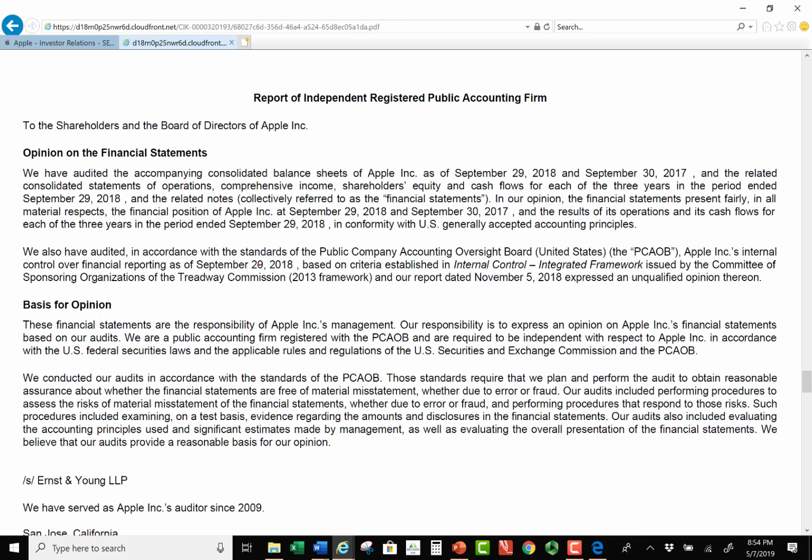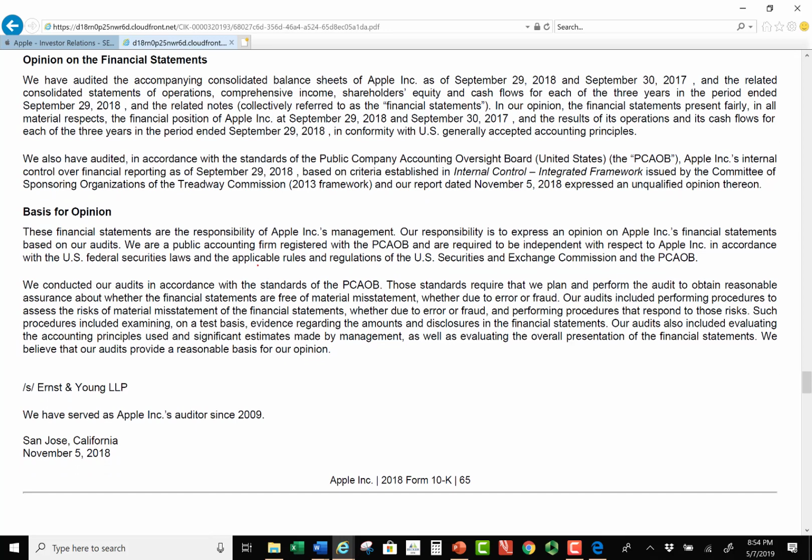Now, we say basis for our opinion. And they tell us that these financial statements are the responsibility of who? Management. They're the responsibility of management. The financial statements are not the responsibility of the auditor. Financial statements are management's. Our responsibility is to express an opinion on Apple's financial statements based on our audits.